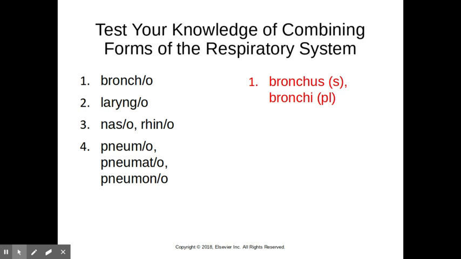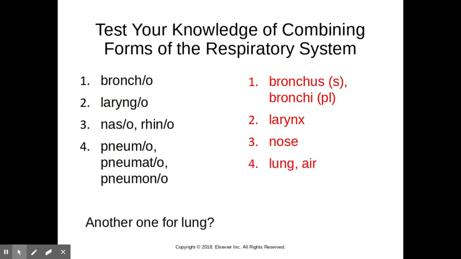Okay, broncho is also called bronchus for singular and bronchi for plural. Larynx, laryngeo is a larynx. Pneumano is lung or air. There's also one more word for lung, that's pulmono.